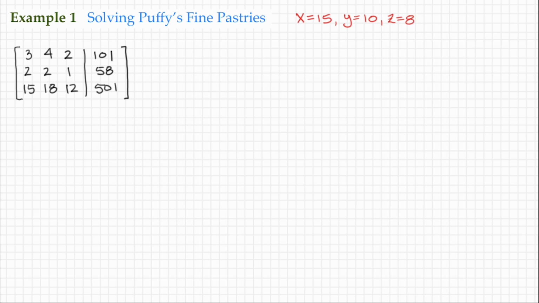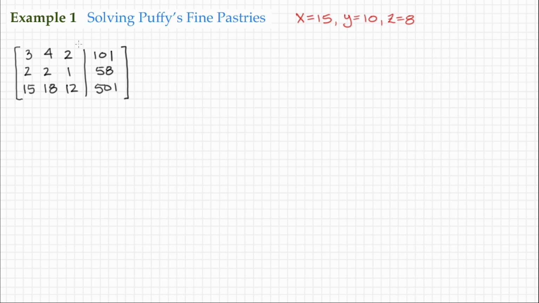And what we're going to do is use elementary row operations to show how we achieve this solution. So here's the matrix that represents the Puffy's Fine Pastries problem. And as you can see, this matrix is made up of columns, that's up and down here. We have 4 columns and rows. And each row represents a linear equation of the Puffy's Fine Pastries problem. And this type of matrix is called an augmented matrix. It's actually 2 matrices smushed together into one.